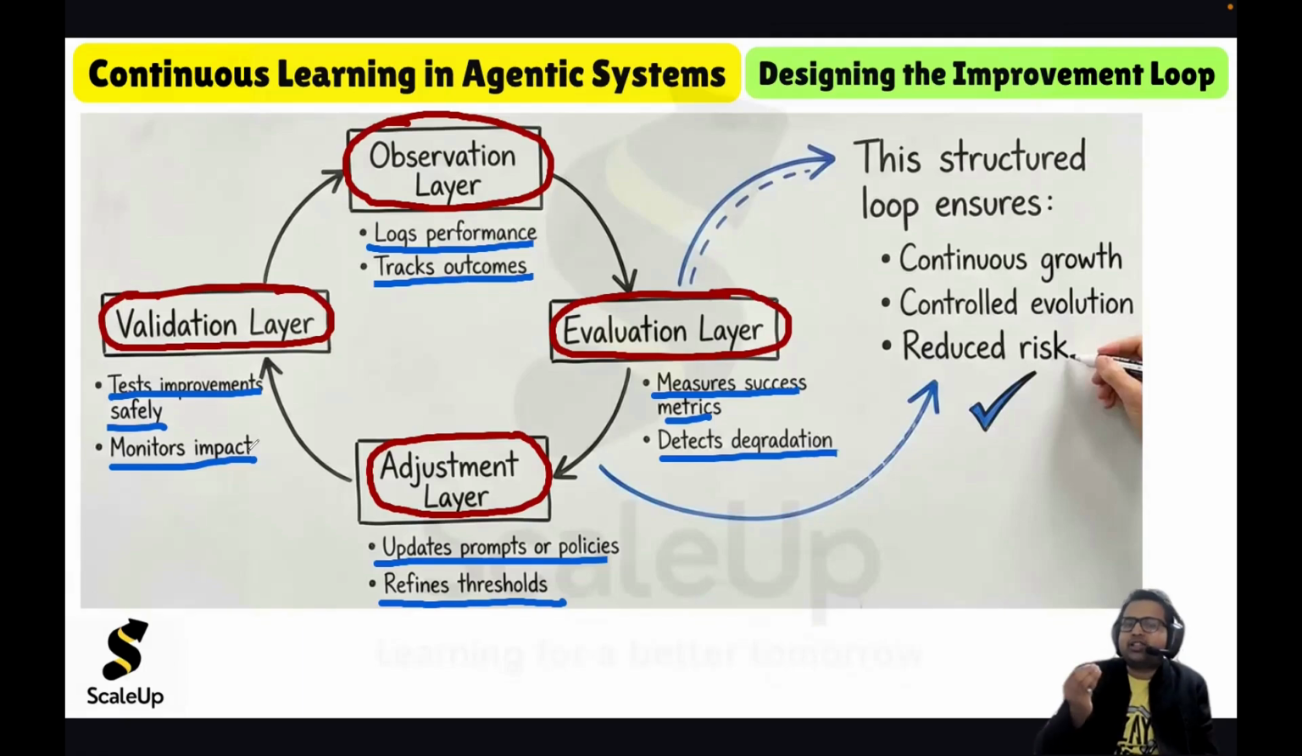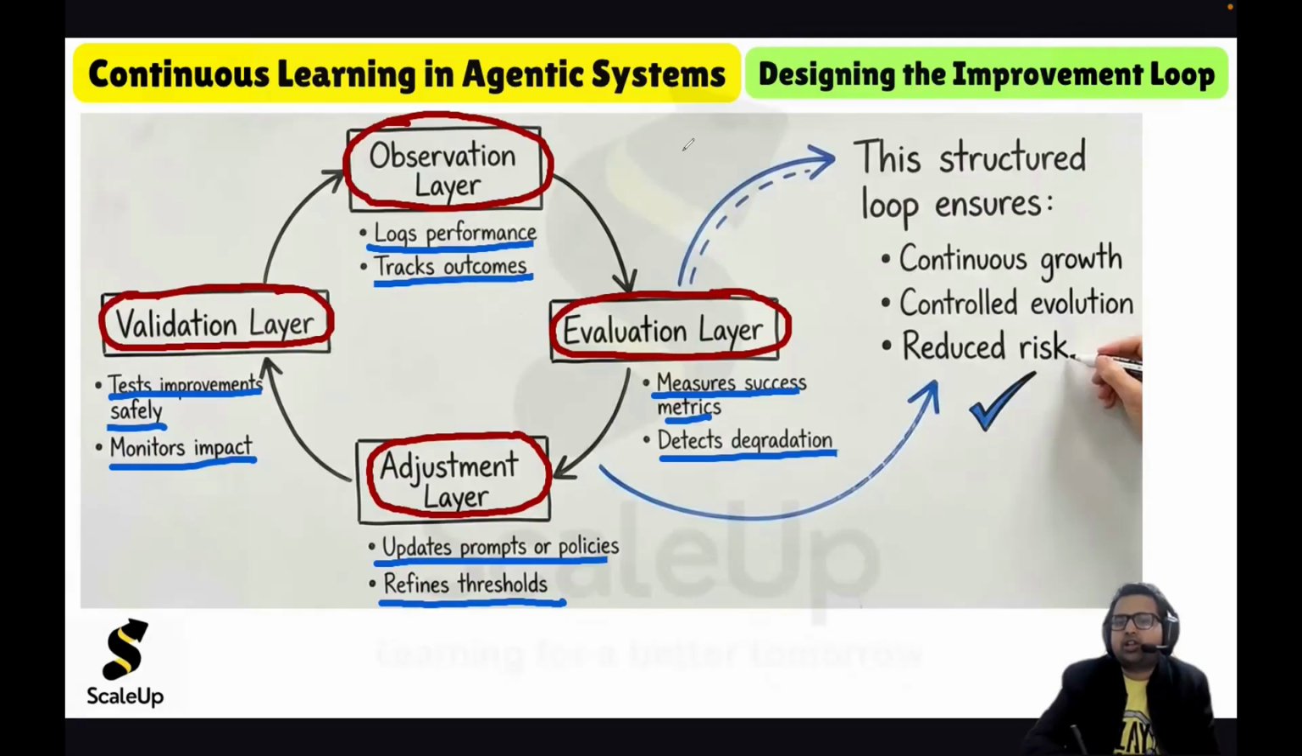The goal of the adjustment layer is to adjust based on the current performance. Adjust means updating prompts or policies and refining thresholds. Whatever adjustment we do, we will validate it. The validation layer will test the improvement safely, monitor the impact, and we'll keep on doing it. So this is the improvement loop.